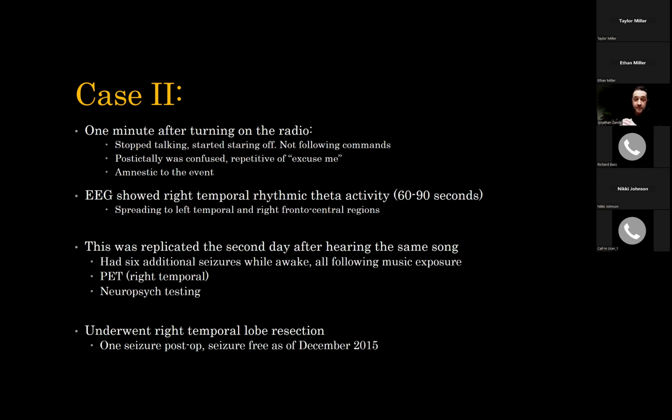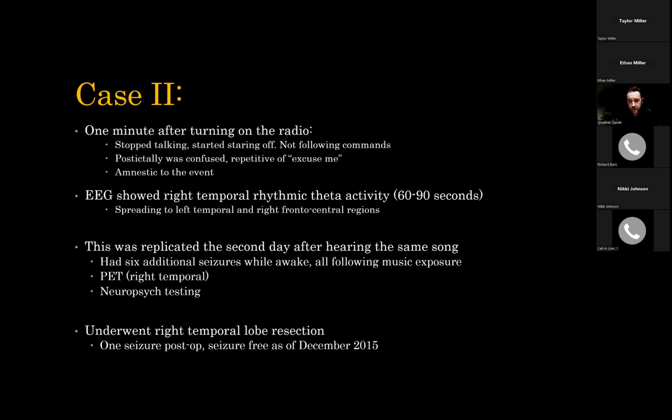At that same time, his EEG showed right temporal rhythmic theta activity, much like our last patient, but this time on the right side. It would spread to other areas of the brain, but it would reliably do that. What's really interesting is it would only do that when the song Born to Be Wild came on. Any other radio song wouldn't do it, but we played Born to Be Wild, and the gentleman had a seizure with that. We were able to replicate that multiple times.